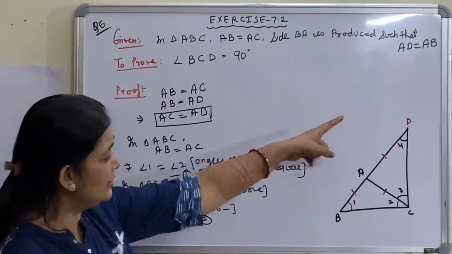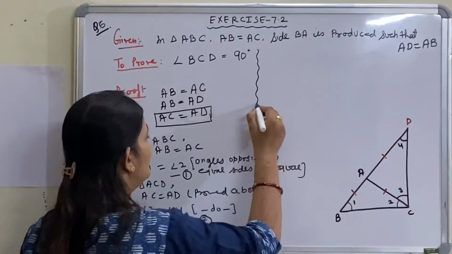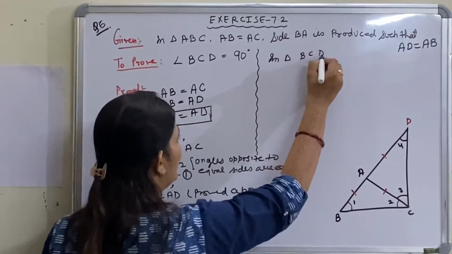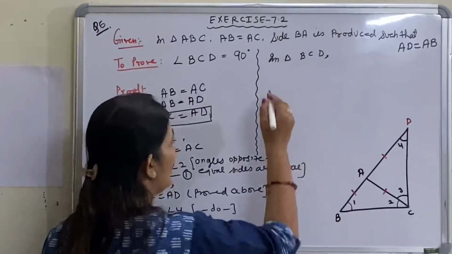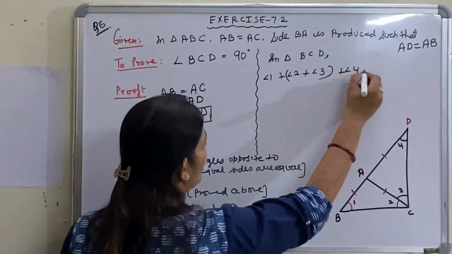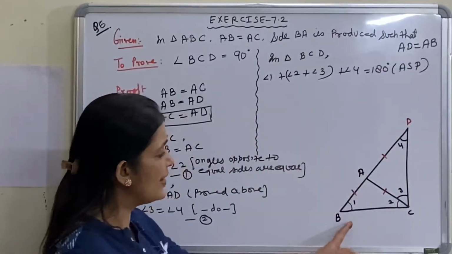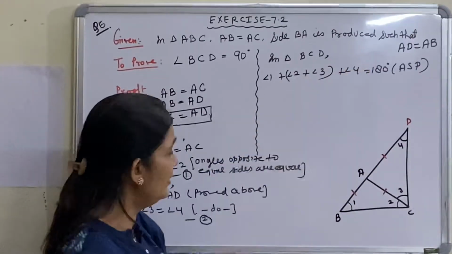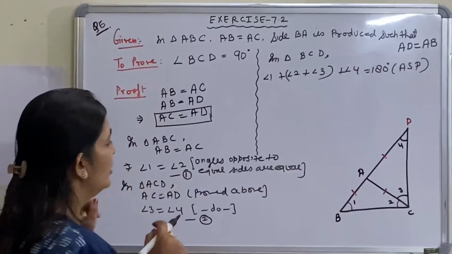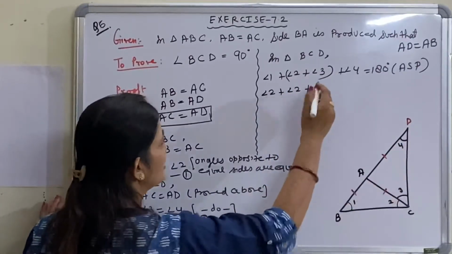Now, in triangle BCD, we can use angle sum property. That is angle 1 plus 2 plus 3 plus angle 4 is equal to 180 degrees. Angle sum property: the sum of all angles of any triangle is how many degrees? 180 degrees. Now we can change 1 to 2, because 1 was equal to 2. So 2 remains as it is, and we can change 4 to 3, and 3 remains as it is.